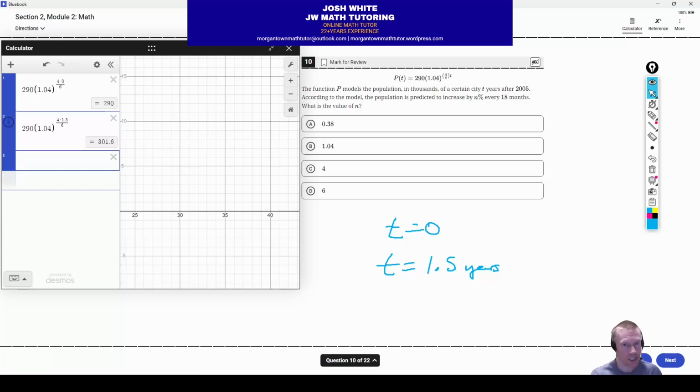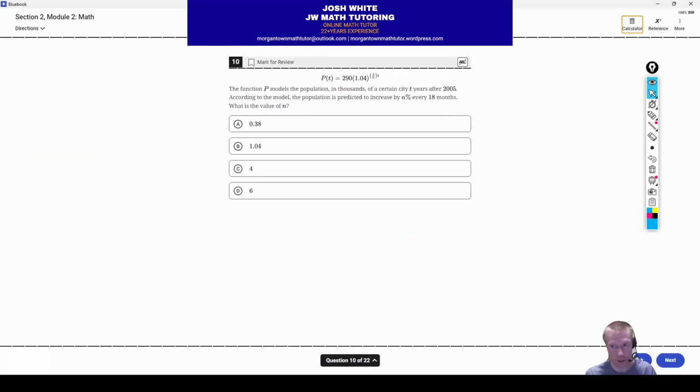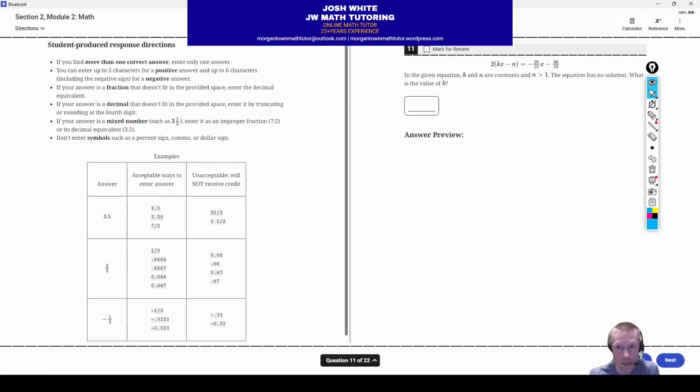To find the percentage change or percentage increase, you take the new minus the old and divide it by the old, or by the original. So 301.6 minus 290, divided by 290. It went up by 0.04, which is the same as 4%. So this just confirms the correct answer is going to be C. So this is picking numbers. This is an alternate strategy you could use to solve this one. Next up, we have question number 11.